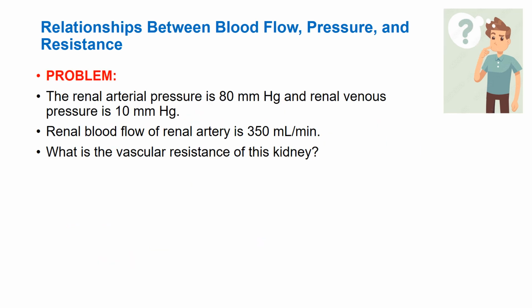Problem. The renal arterial pressure is 80 mm of mercury and renal venous pressure is 10 mm of mercury. Renal blood flow of the renal artery is 350 milliliters per minute. What is the vascular resistance of this kidney?